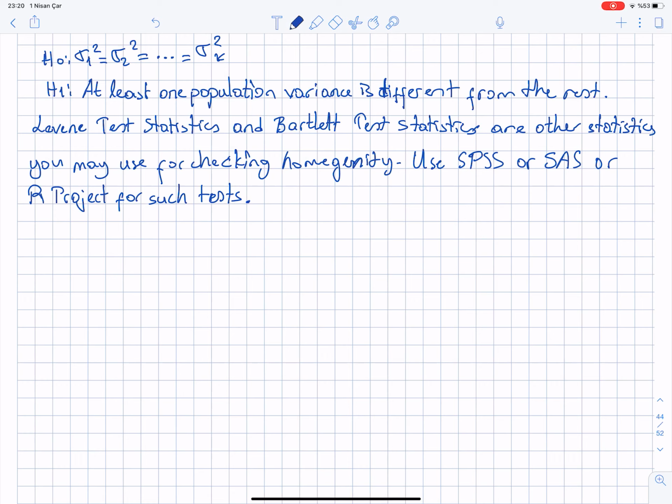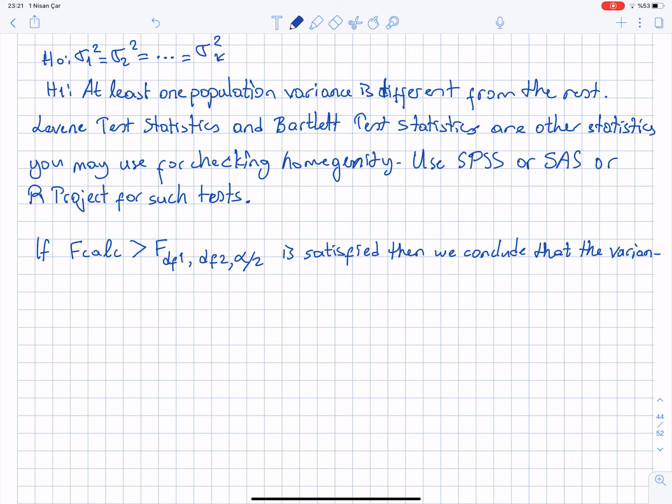So if the F calculated statistic is greater than F with two degrees of freedom, df1, df2, and alpha divided by 2, if this condition is satisfied, then we conclude that the variances are not equal.